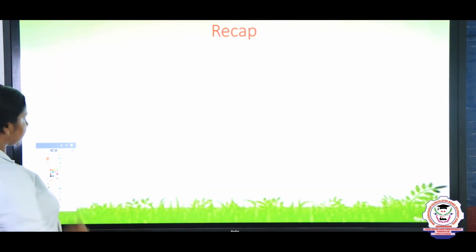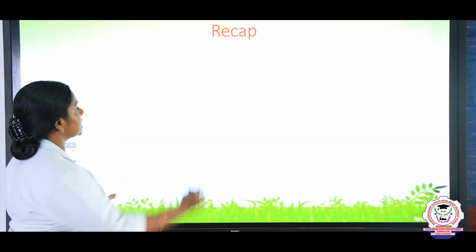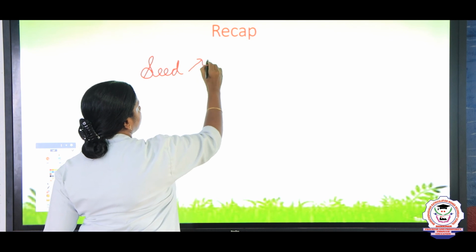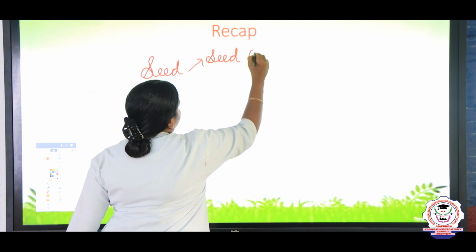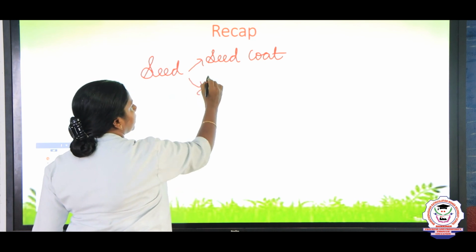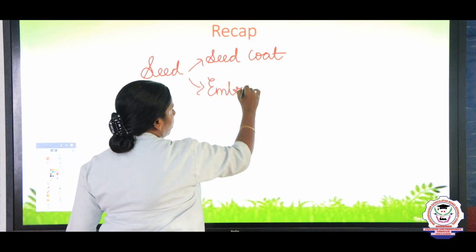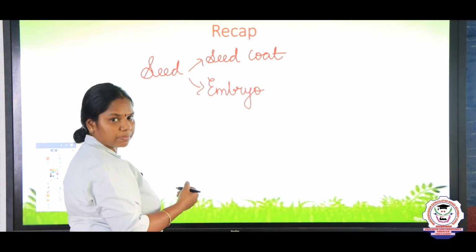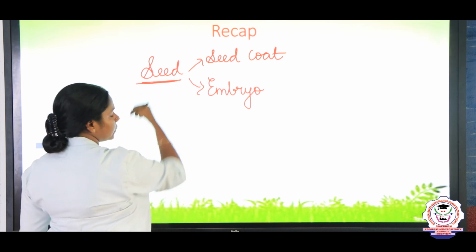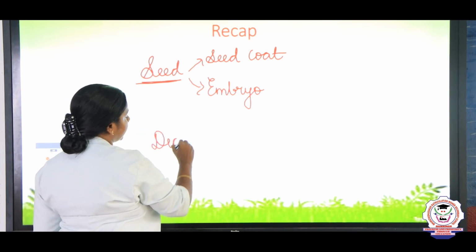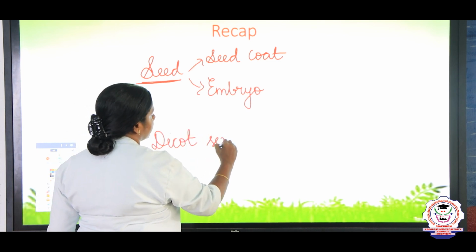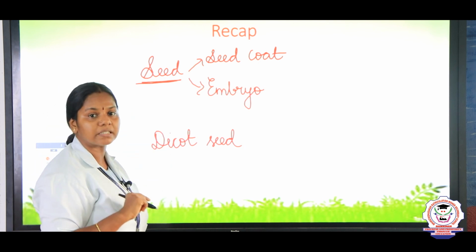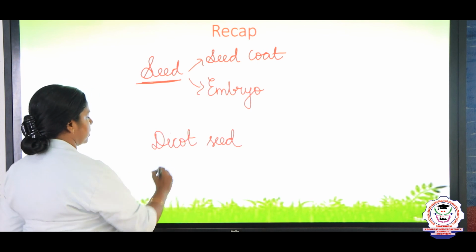So let us recap what we discussed in this session, children. We discussed the seed, the 2 main parts of the seed, that is the seed coat and the embryo, and the 5 main parts of the embryo, and based on the storage of food we divided them into endospermous and non-endospermous seeds. Next we studied the structure of the dicot seed. For example, we studied the bean. From this I will ask you one question, children. What is the scientific name of bean seed? Dolichos lablab. Yes, very good.